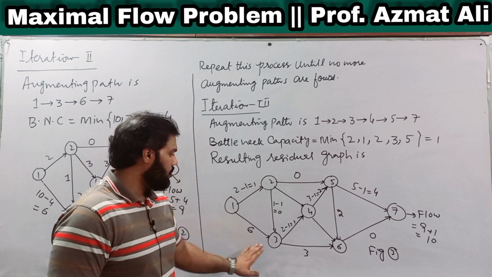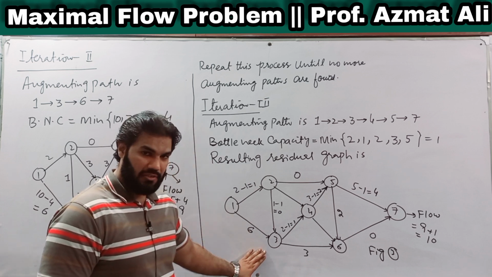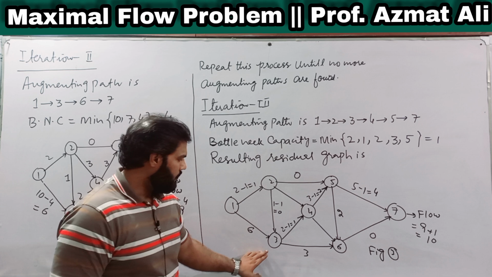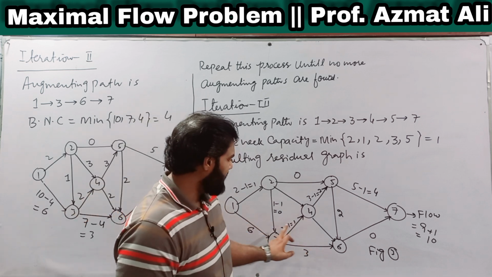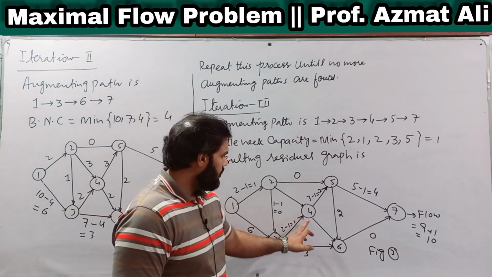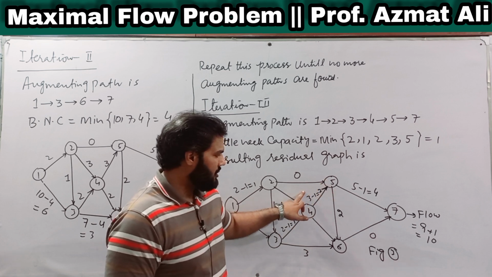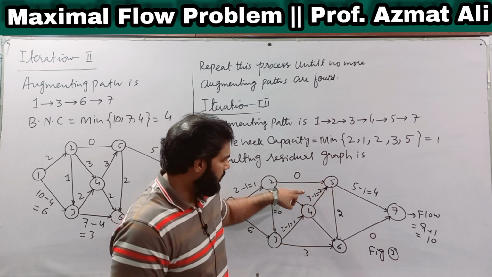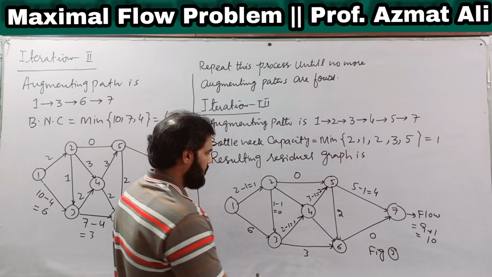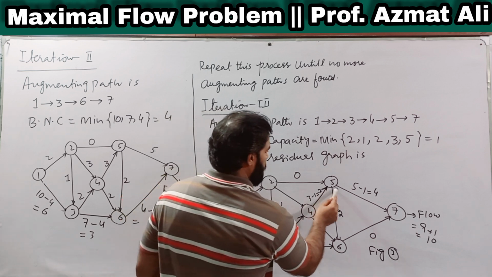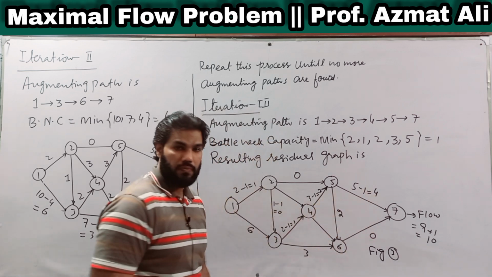Node 1 to node 3, that has a 6 unit capacity. Further, node 3 to node 4, this has a 1 unit capacity. Then from node 4 to 5, this has a 2 unit capacity. And from node 5 to node 7, this has a 4 unit capacity.